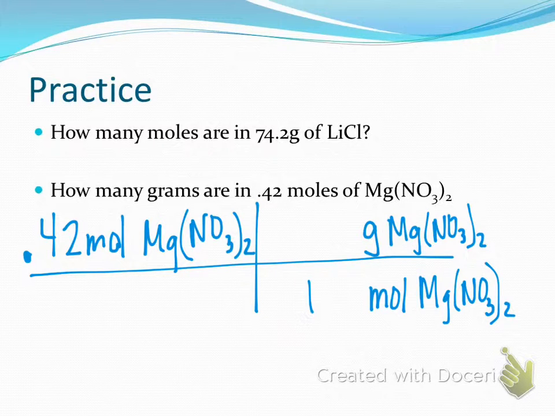When we're calculating molar mass, how many magnesium atoms do we have? 1. How many nitrogen atoms do we have? 2. And how many oxygen atoms do we have? 6, because this 2 distributes itself throughout that parentheses. So we have 1 magnesium, 2 nitrogen, and 3 oxygens.